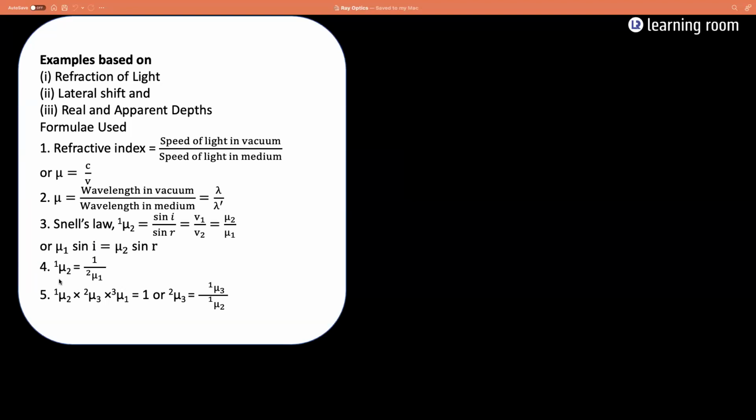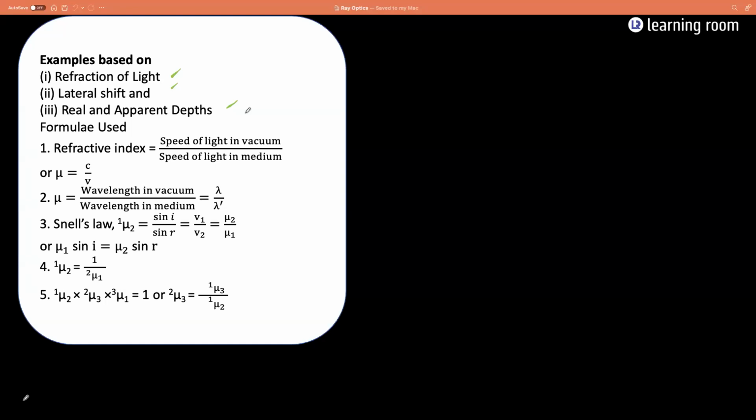So today we'll start with ray optics and we'll start with some problems based on refraction of light. Okay. So are there any concepts which are not clear in this chapter? So we'll do some problems based on refraction of light, lateral shift, and real and apparent depth.